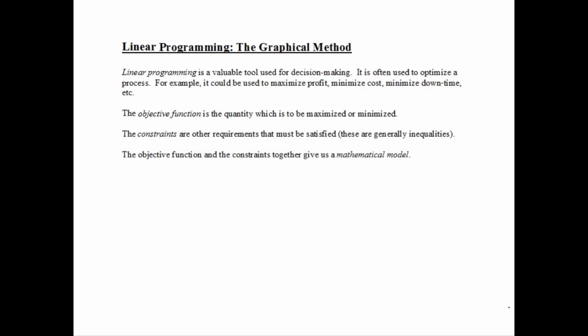Linear programming is a valuable tool for decision making. We often use it to optimize a process. For example, we may want to maximize profit, minimize cost, minimize downtime, things like that. The objective function is whatever we are trying to maximize or minimize. The constraints are other limitations.